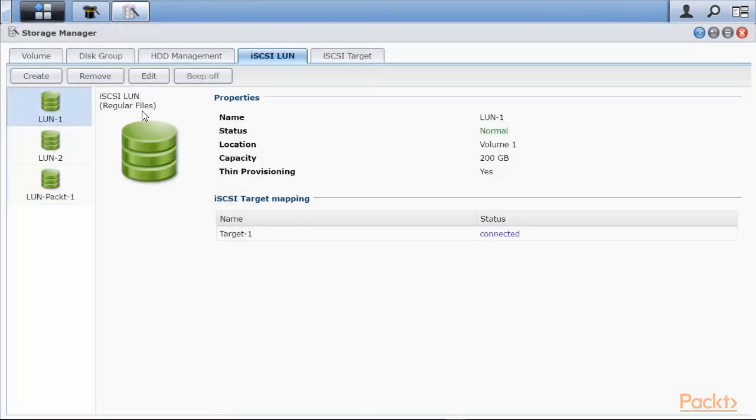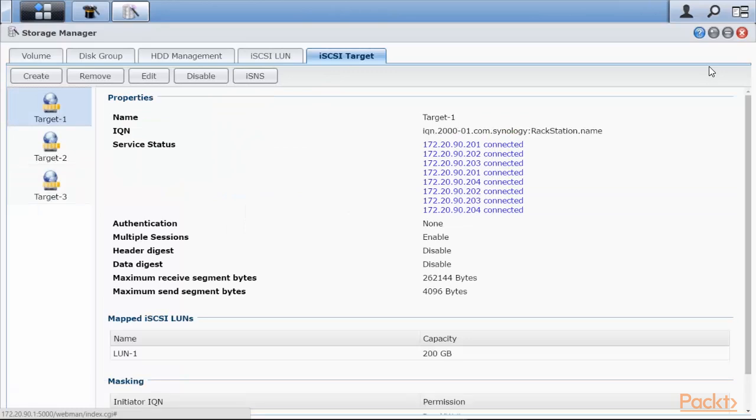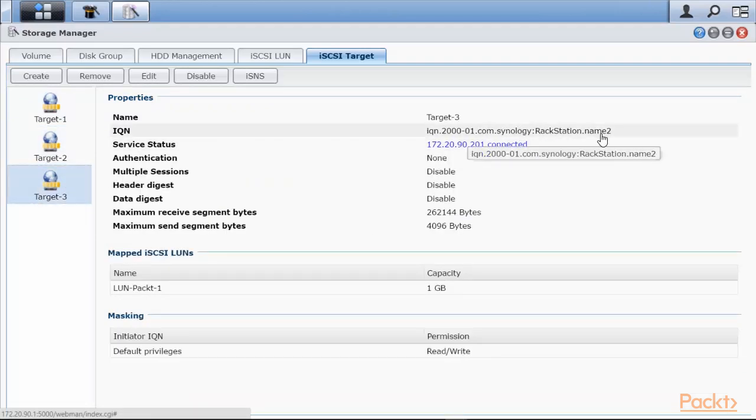So before we go there, LUN 1 is mapped to target 1, LUN 2 is mapped to target 2, LUN packed 1, which is of 1 gig capacity, is mapped to target 3. So there are 3 targets, 3 LUNs, 1-to-1 mapping. Let's look at iSCSI target. Target 1, as you can see, has this IQN with a dot name. Target 2 has dot name 1, and target 3 has dot name 2.